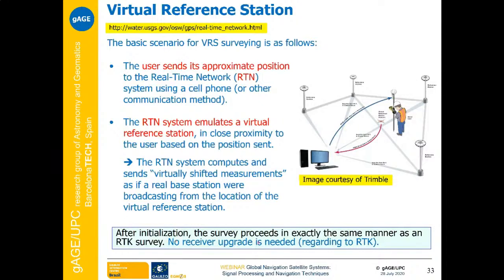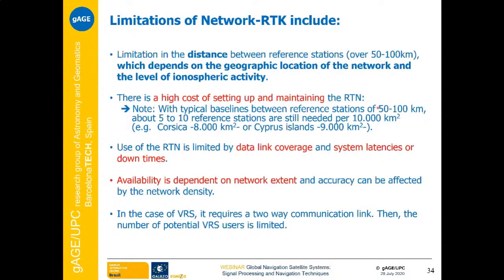It's not necessary to upgrade any software. All he needs is a radio link in order to connect with the central processing facility, but this can be even a mobile. The limitation of distance, let's say the baseline, using this technique can be extended to over 15, even 100 kilometers, which is not bad. It depends on the geographic location, the network, and the level of the ionospheric activity.